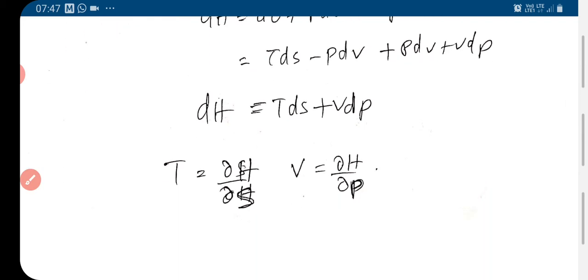So H is a function of S and P, and dH is TdS plus V dP. Since H is a function of S and P, we can write dH as ∂H/∂S dS plus ∂H/∂P dP. Comparing, we have T equal to ∂H/∂S and V equal to ∂H/∂P.